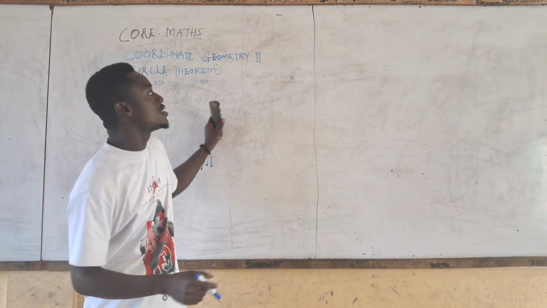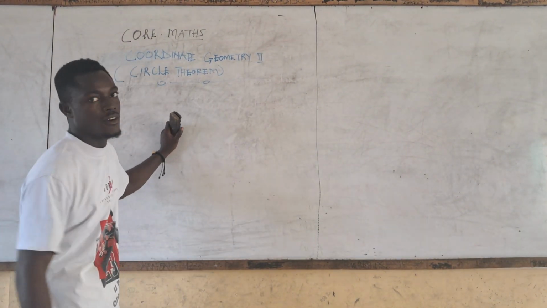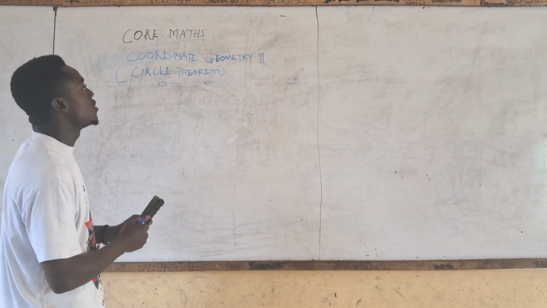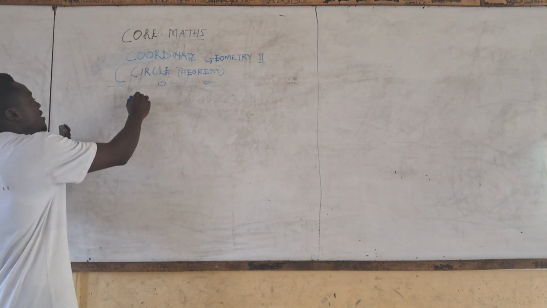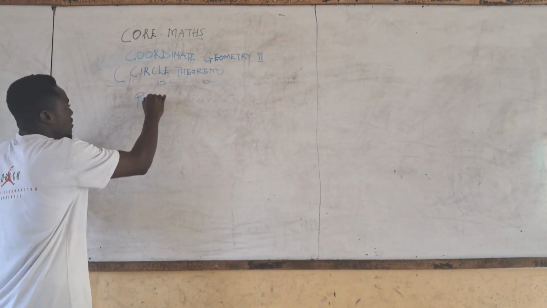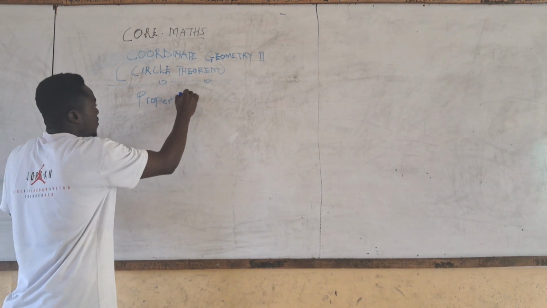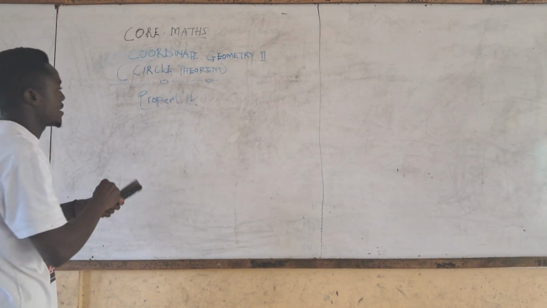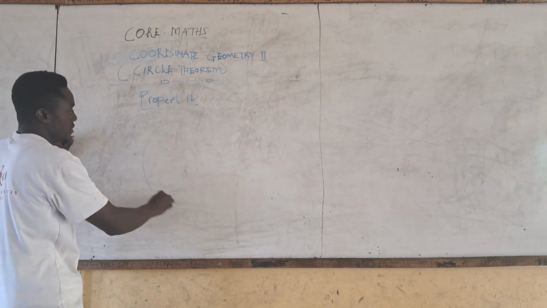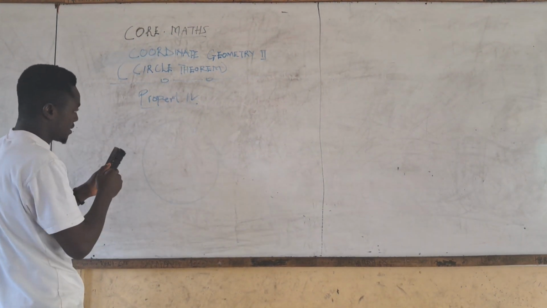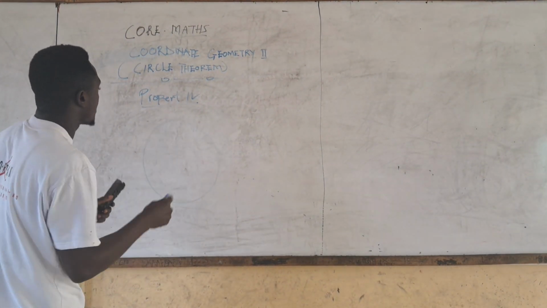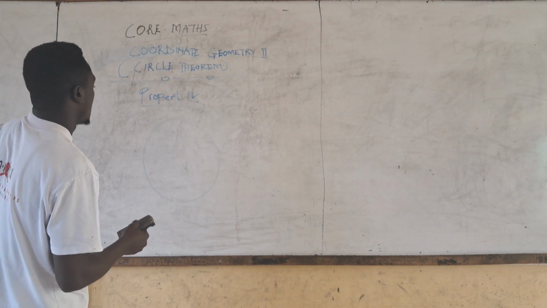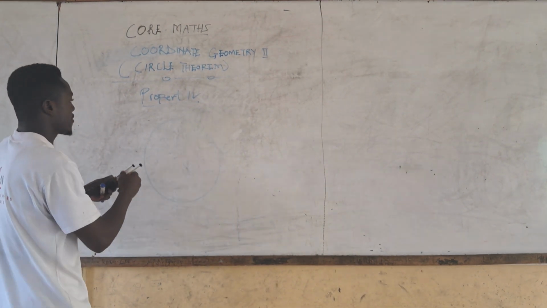Now today we are going to continue with property 4. So, what does property 4 say? Property 4 says that when we have a circle like this, and within the circle you have a quadrilateral figure.